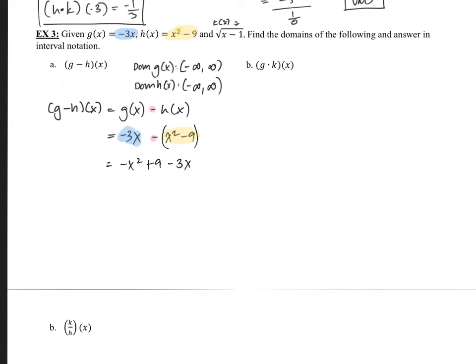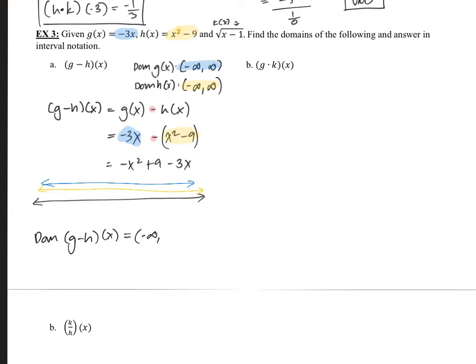Now, to find the domain, you're going to take the intersection of the two domains. So let's go ahead and graph this. The domain for g of x, I'm going to color code with blue. Domain for h is going to be yellow. So for g of x, our domain is all real numbers. And then for h of x, our domain is also all real numbers. So the intersection of these is all real numbers, which means that the domain of g minus h of x is also going to be all real numbers. So once again, we looked at the intersection, not the union.